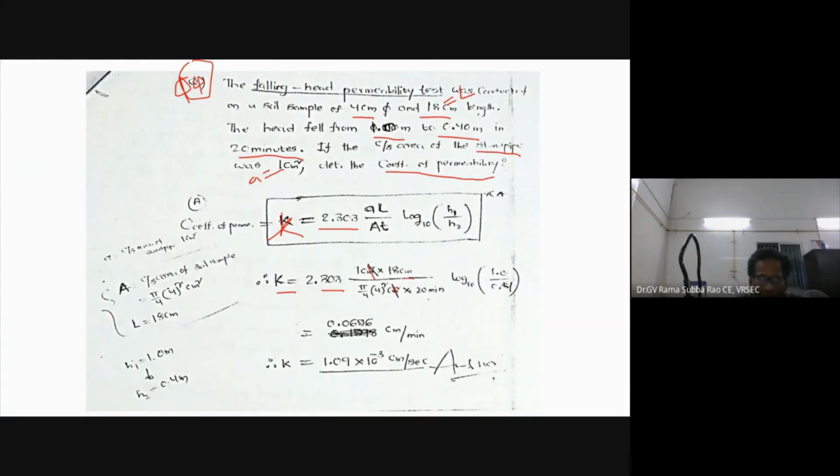I'm getting centimeter, but I'm not happy with minutes. Because time is given in minutes, I can convert it: 1 minute is 60 seconds, so 20 into 60. Now log 10 H1 by H2: the initial head is 1 meter and the final head is 0.4 meter. Both are in the same units, so meter cancels. Since I am multiplying with 2.303, I take the ordinary logarithm of 1 by 0.4. Ultimately I'm getting the answer in centimeter per second.